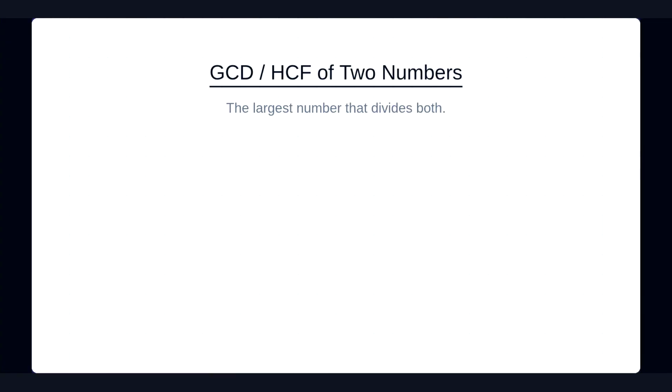The greatest common divisor, also called the highest common factor, is the largest whole number that divides two numbers evenly. For 12 and 18, that is 6, since 6 divides both and nothing larger does. Instead of listing every factor of both, there is a beautifully simple method that is over 2,000 years old called Euclid's algorithm.